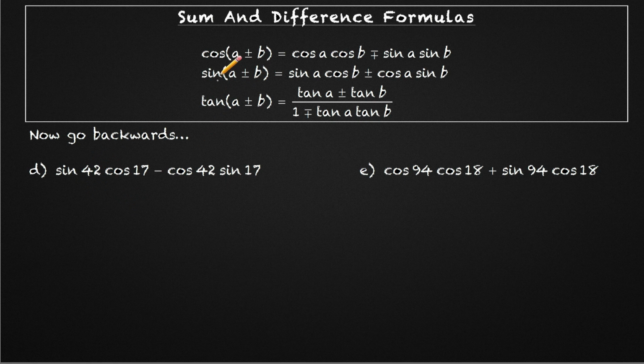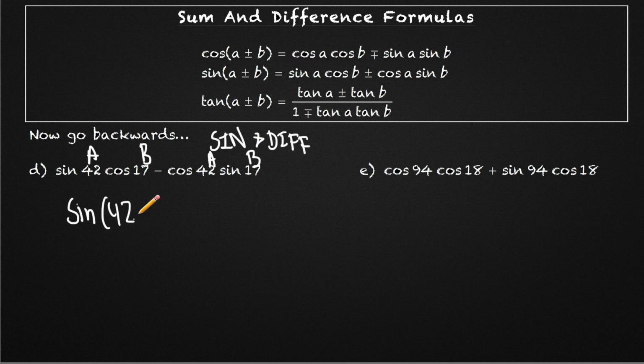So this would be the difference formula for sine. So I'll write this up here. This will be the sine difference formula. So essentially this is my A, this is my B, and this is my A, and this is my B. So essentially this is going to be sine of 42 minus 17. And so that is going to be sine of 25 degrees. All right, so that's pretty self-explanatory here.